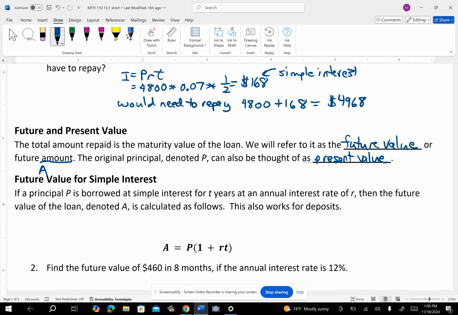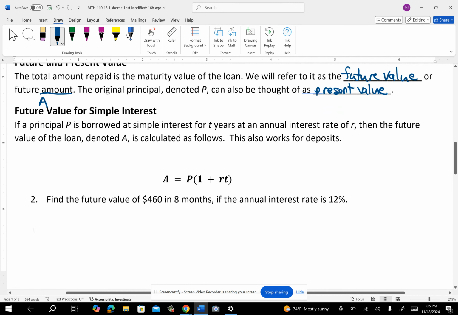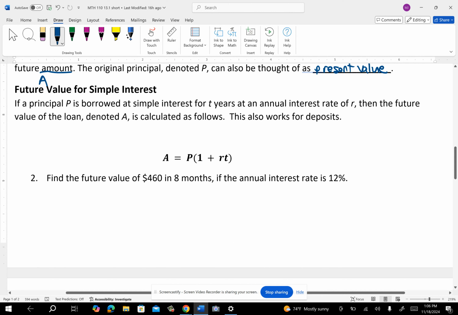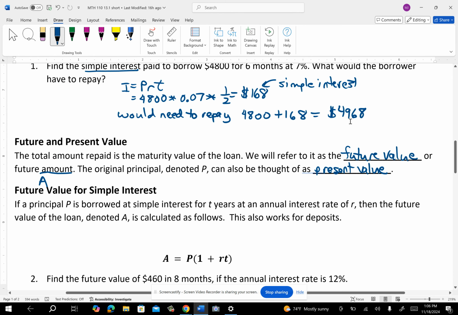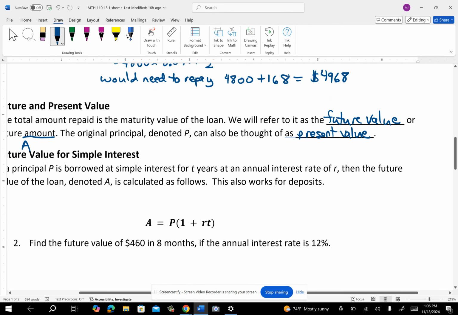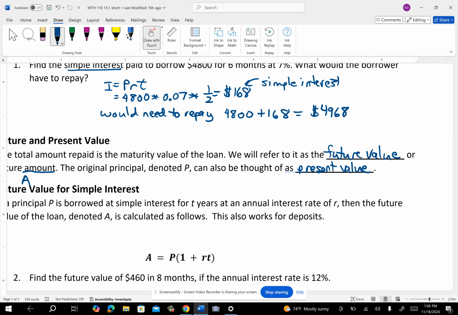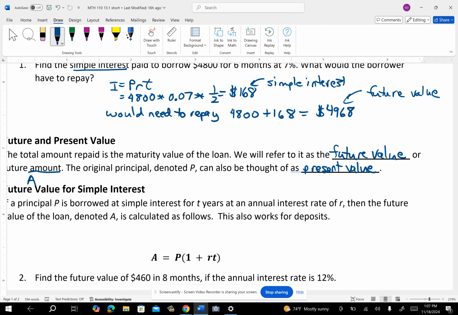We've already calculated what the future value of a loan would be, because that's actually what this is right here. This right here is actually the future value. We just didn't know that language yet. It's the amount that you would have to repay. To calculate it there, we just took the original principal, the amount we borrowed, and we added to that the interest. And we had calculated that interest by using the PRT formula.